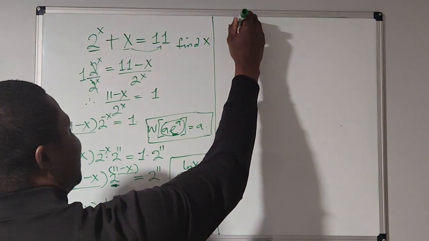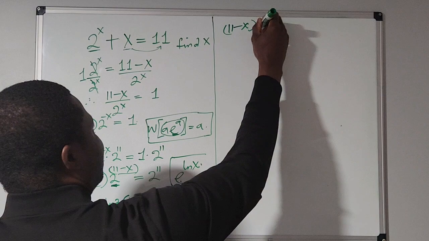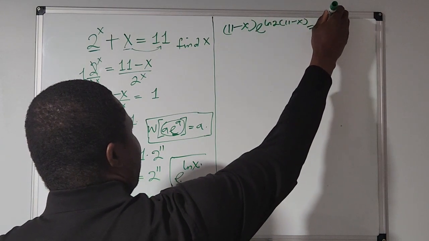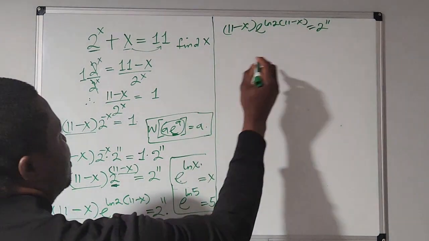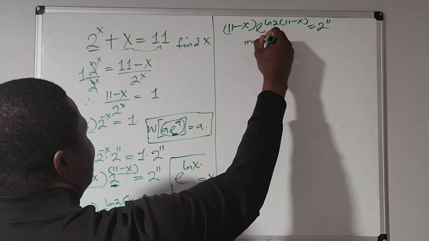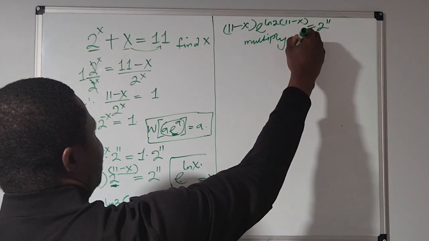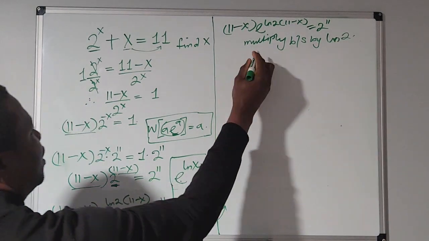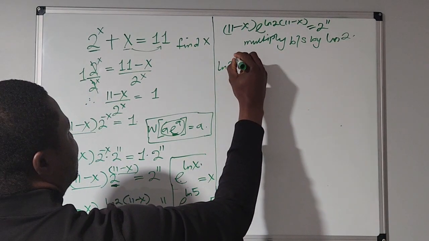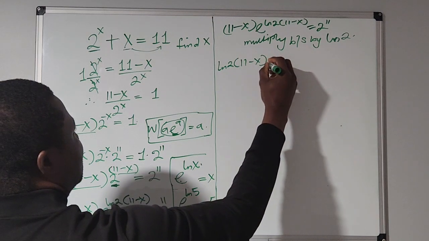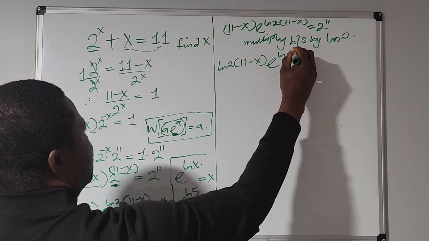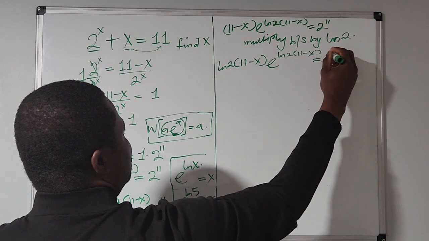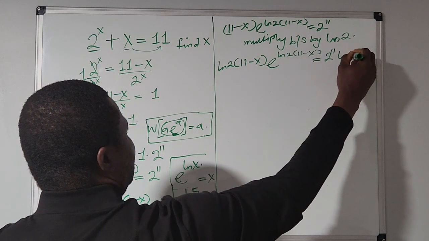So let's carry on this side. We have that 11 minus x, e raised to the power ln 2, 11 minus x is equal to 2 raised to the power 11. So if we multiply both sides by ln 2, we have ln 2, 11 minus x, e raised to the power ln 2, 11 minus x equals 2 raised to the power 11 ln 2.